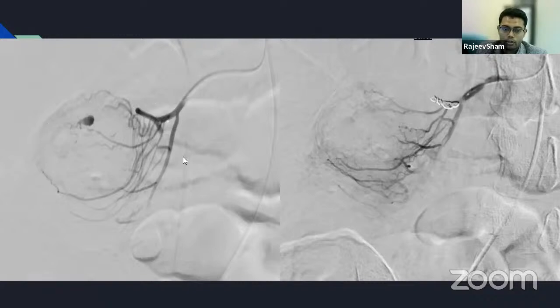This one is before the procedure, and this one is after the procedure. You can see this one is the bleeder, and then we proceeded with coils. We put coils, and then we stopped the bleeding. And in this image you can no longer see the bleed.